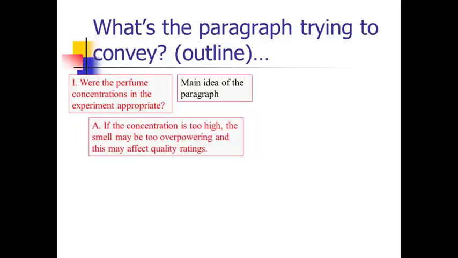Then there's some subpoints to that, right? So asking the question, were the perfume concentrations in the experiment appropriate? Well, here's some things to think about related directly to that question. So one thing that's a very important point to make is that if the concentration is too high, you might get a smell that's so overpowering that everybody rates it as a poor quality. Just it's too overpowering and intense for everyone. So that will not allow you to get enough variation in your ratings to be able to correlate with any genetic makeup.